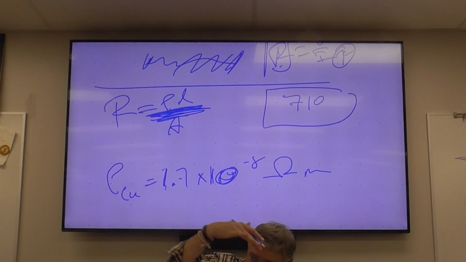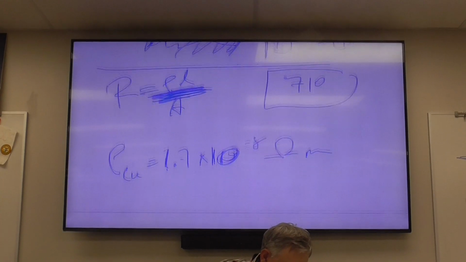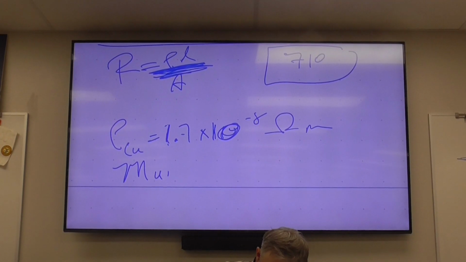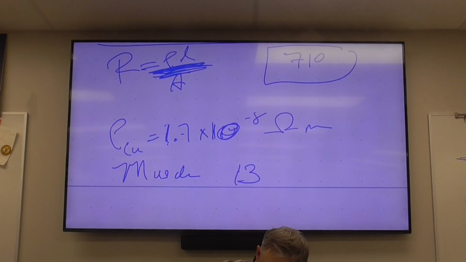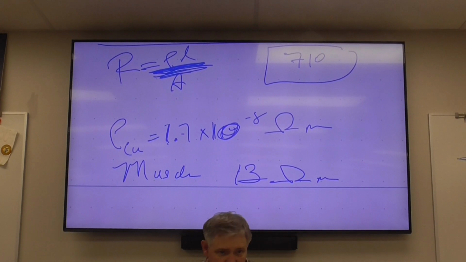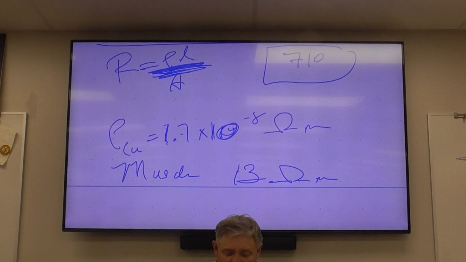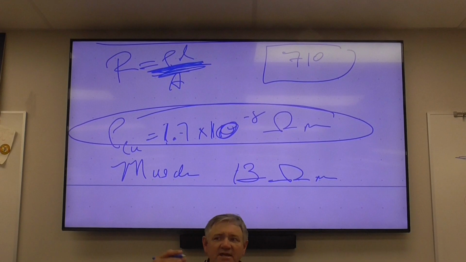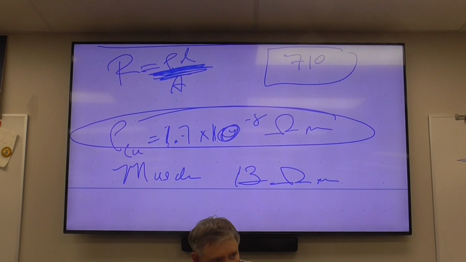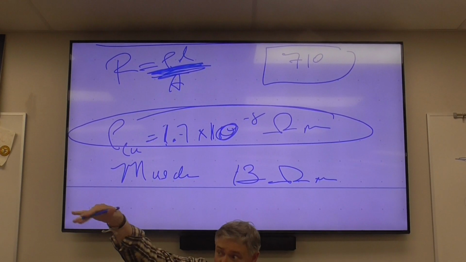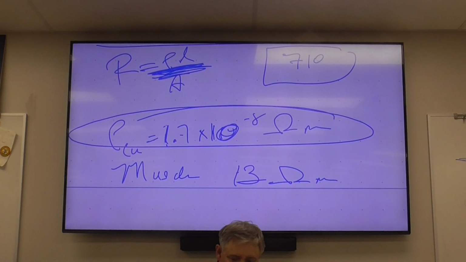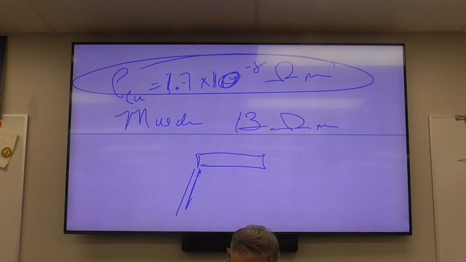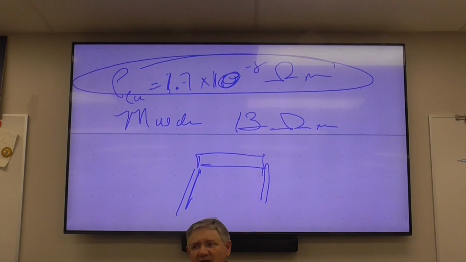In contrast to copper, if you go down to the bottom, you have, for example, muscle. Muscle has a resistivity of 13 ohm meters. What that tells me is that the smaller that number is, the easier it is to get electricity to flow through it. So if you look at what we just did, where you had the wires connected to the pencil, and then wires coming out the other side.